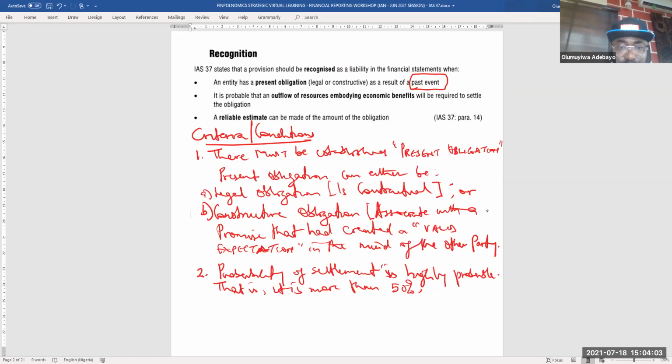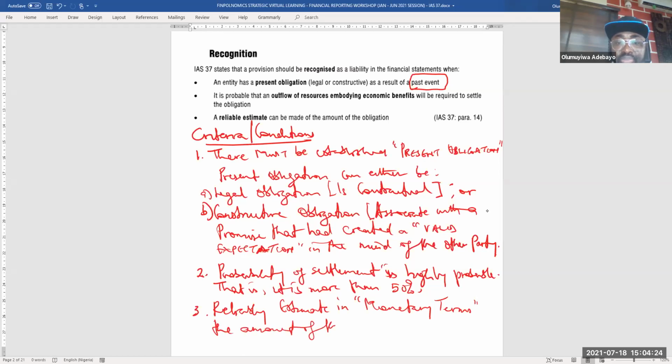But it is further subject to the fact that we can reliably estimate in monetary terms the amount of the provision, even though we might resort to using expected value, that is a statistical model, or using what we might call most likely estimates. All of this is to provide what we call a best estimation for the recognition of provision. Does that make sense now? Is it clear?